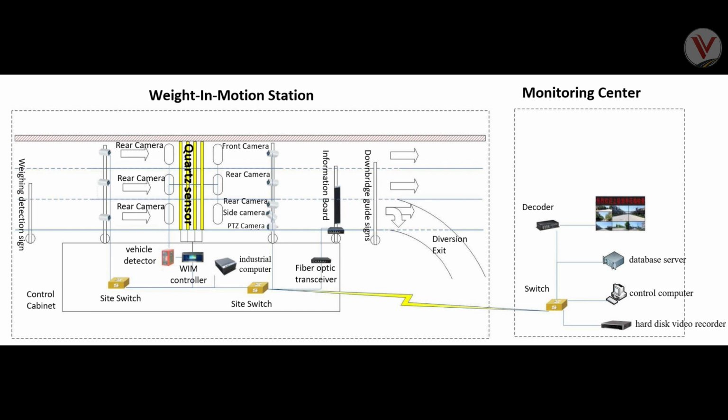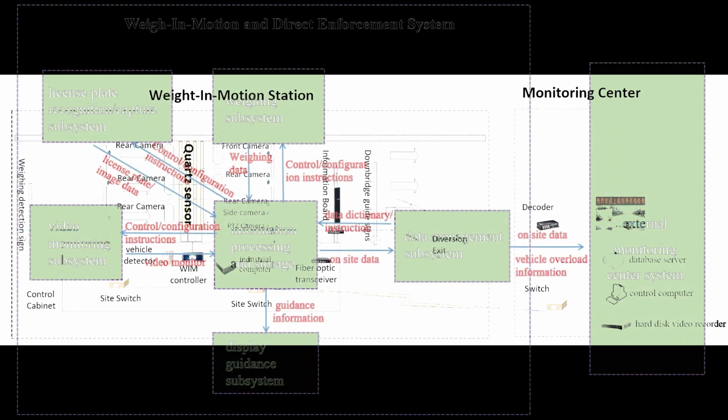9. Statistical analysis of on-site monitoring data, generating statistical reports, providing user inquiries, and displaying on the large splicing screen. At the same time, the vehicle overload information can be sent to the external system to facilitate law enforcement processing.